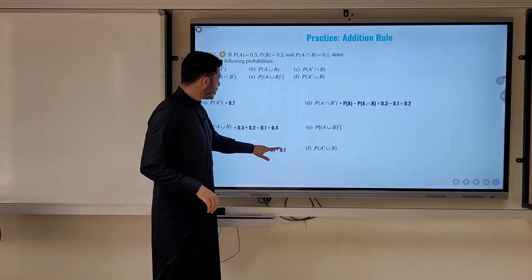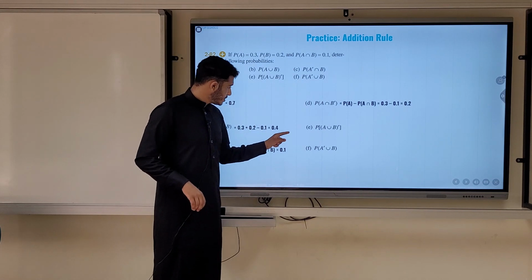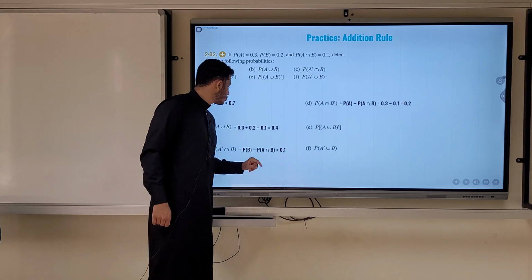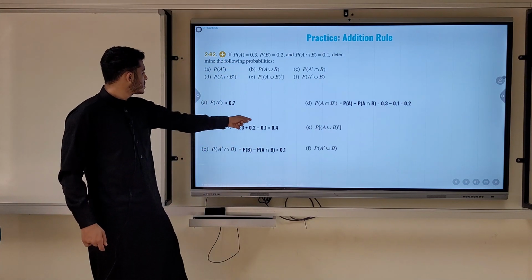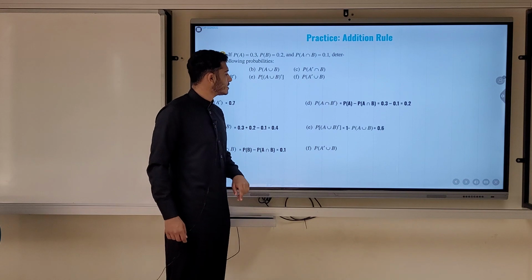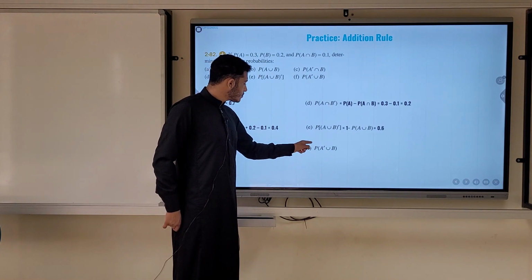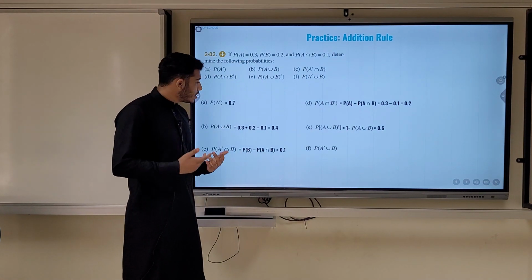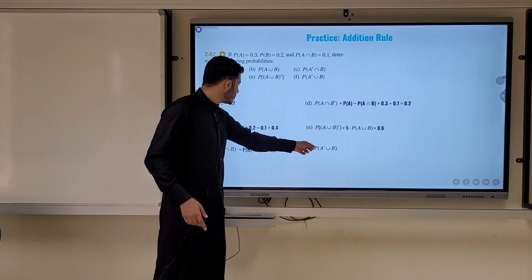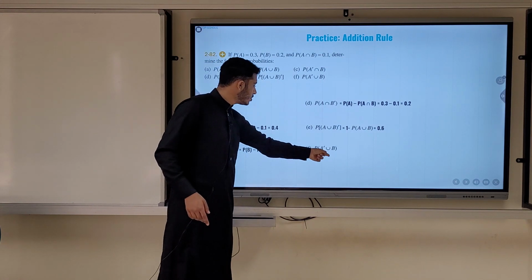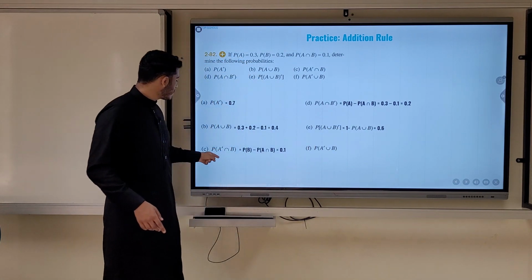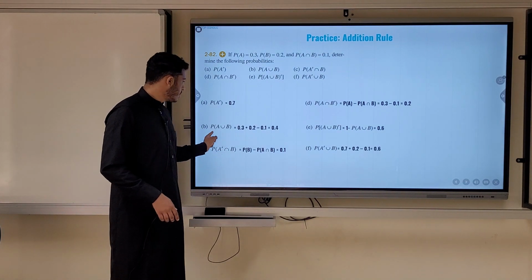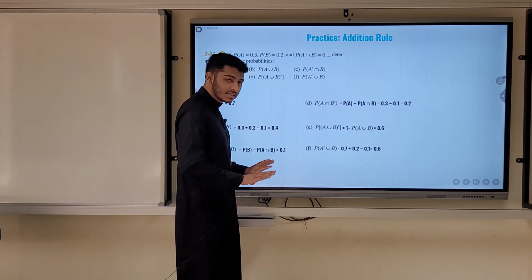So question E asks for the probability of the union of A and B complement. We have already found the union of A and B. We just have to subtract it from 1, and we're going to get 0.6. The last one, probability of A prime union B, goes with the same condition, where we have the probability of A plus the probability of B minus the intersection here, which is the one that requires the total probability rule. So if you found this one, you can find this one easily with the same formula.